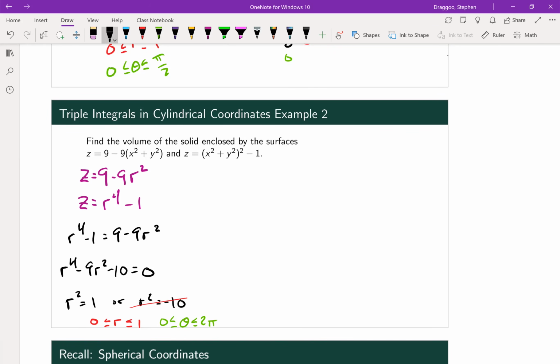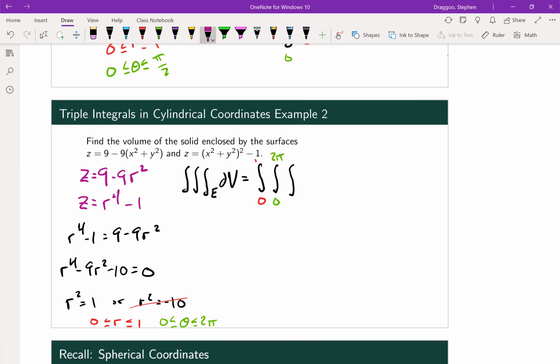So we ought to be able to set up our triple integral then, the volume, which is the triple integral over the region E of just dV, equal to an iterated integral with the bounds that we just solved for, where we have, let's change up the order this time, just for funsies. r goes from 0 to 1, theta from 0 to 2 pi, and z goes from the equations that we just found.